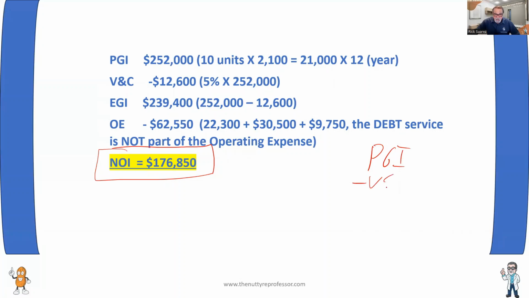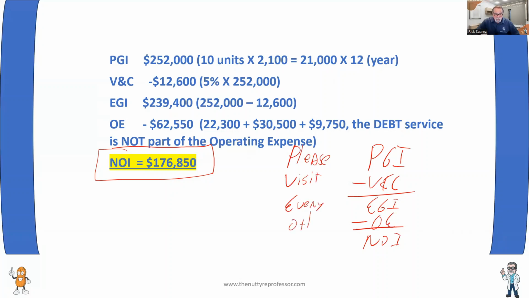PGI minus vacancies and collections equals EGI minus operating expense equals NOI. And this would be, please visit every other night. And you just take the first letter, and hopefully that helps you remember the stack.